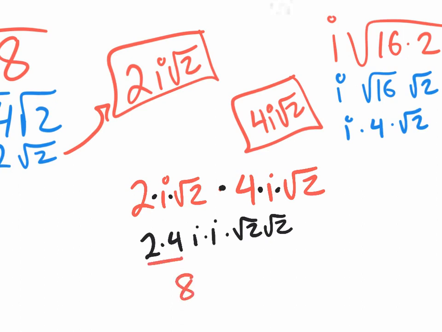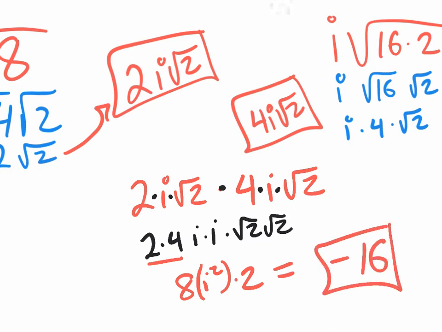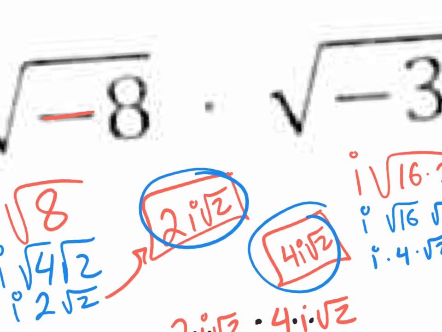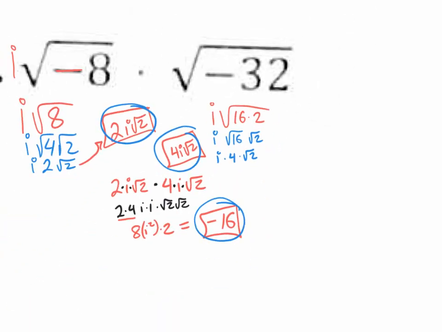2 times 4 is 8. i times i is i squared, which we know changes to a negative 1. Square root of 2 times square root of 2 is? Square root of 4, which is? 2. So you really have 8 times negative 1 times 2. So what's your final answer? Negative 16. That's the answer that you'll see in the back, because they actually multiplied this guy with this guy. They gave you the answer, negative 16. I'm just saying, I'm probably just going to ask either to simplify the square root of negative 8 or simplify the square root of negative 32.